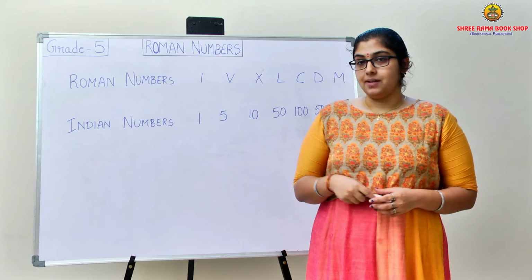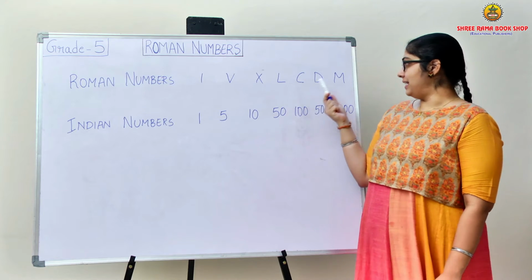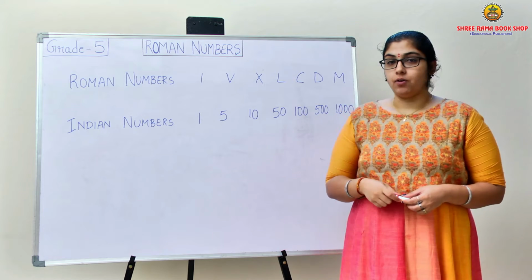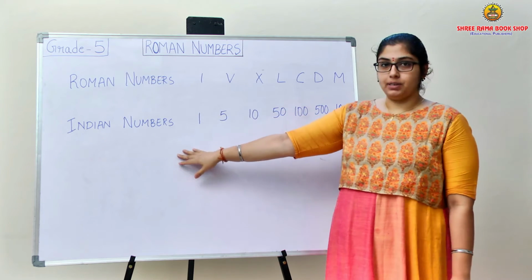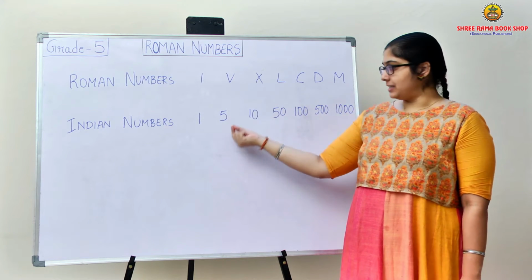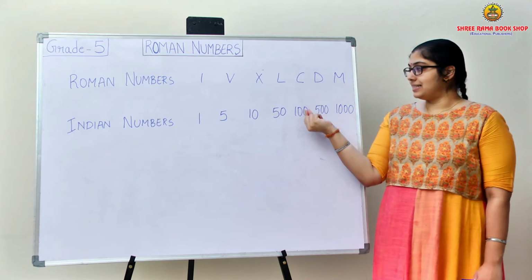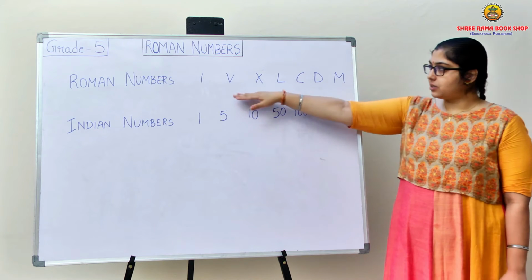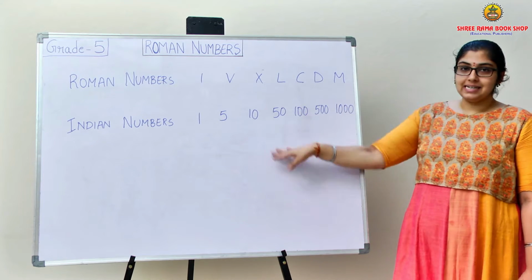So what are Roman symbols? There are 7 Roman symbols, right? I, V, X, L, C, D and M. All these are nothing but English letters, and we have already learned that these symbols are only written in capital letters. The equivalent Indian numbers are: for I it is 1, for V it is 5, for X it is 10, for L it is 50, for C it is 100, for D it is 500, for M it is 1000. So these are the 7 Roman symbols and their Indian numbers.